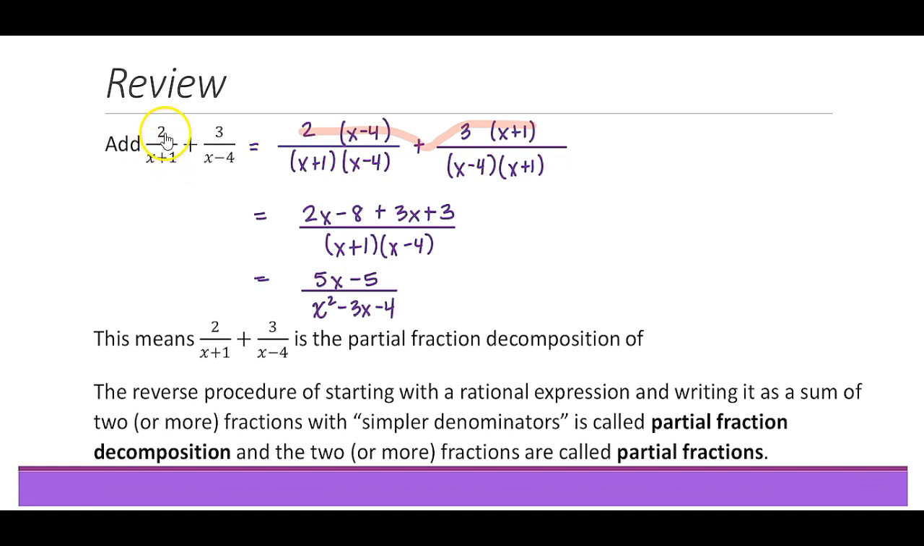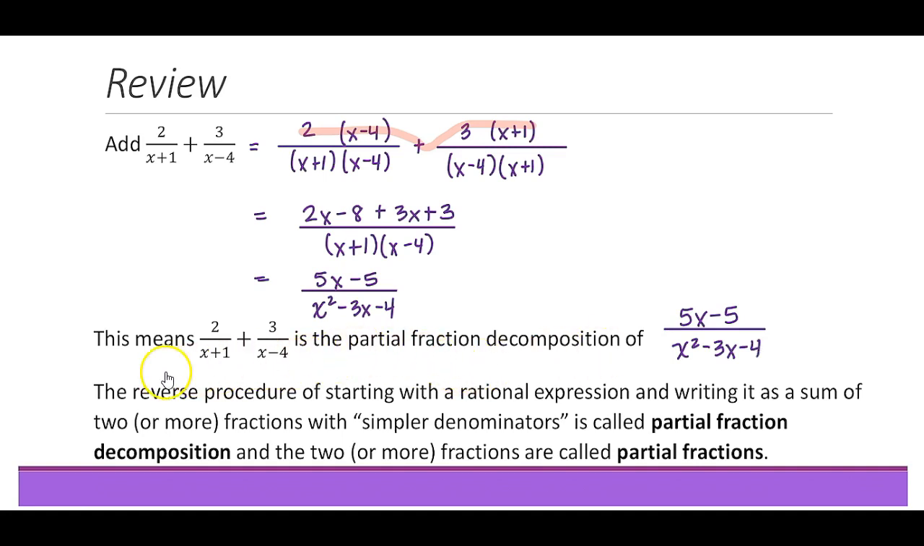So we started with 2 over the quantity x plus 1 plus 3 over the quantity x minus 4, and combining those together we got quantity 5x minus 5 all over x squared minus 3x minus 4. So this means that 2 over x plus 1 plus 3 over x minus 4 is the partial fraction decomposition of 5x minus 5 all over x squared minus 3x minus 4.